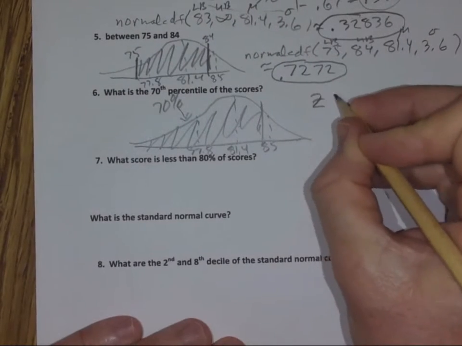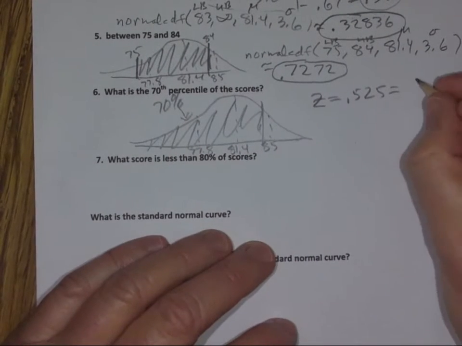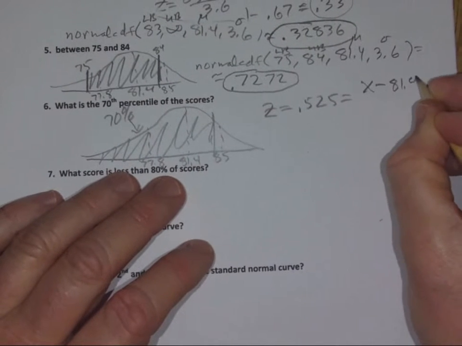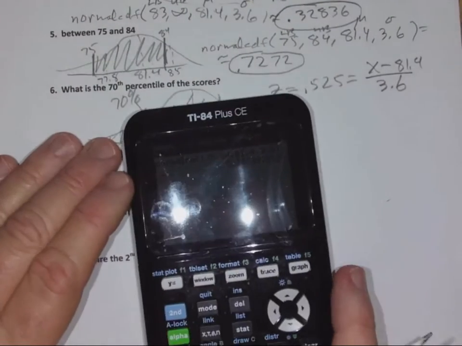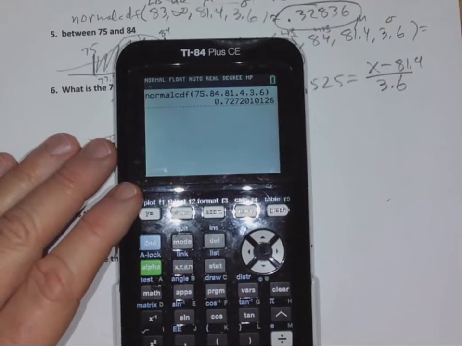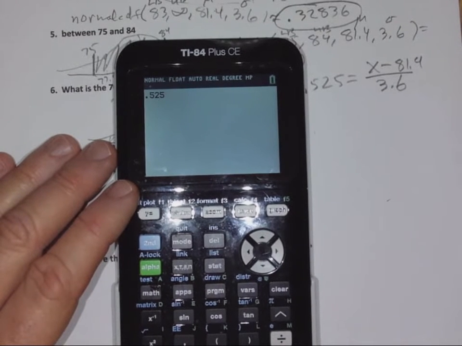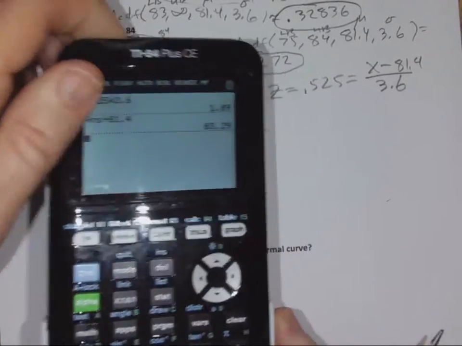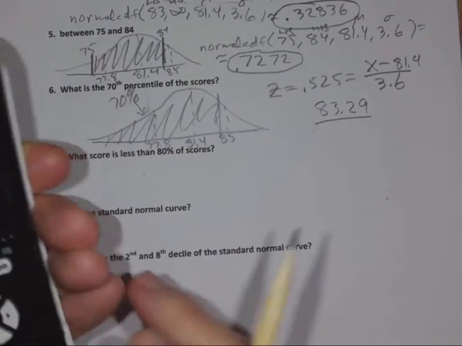So my z-score is 0.525, and I use the formula for z-score, x minus my mean, which is 81.4, over the standard deviation of 3.6, and let's see what we get. I'll solve this for x, so I will go 0.525 times 3.6 plus 81.4, and I get 83.29. So that is in essence my answer.